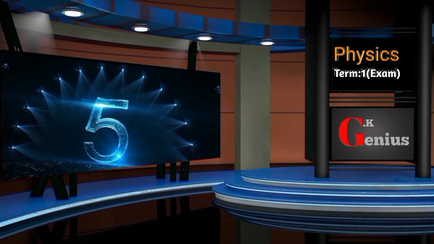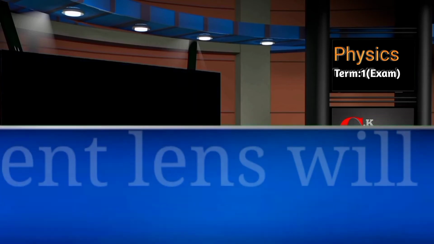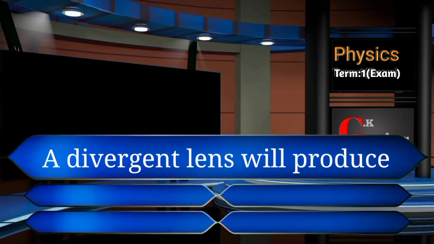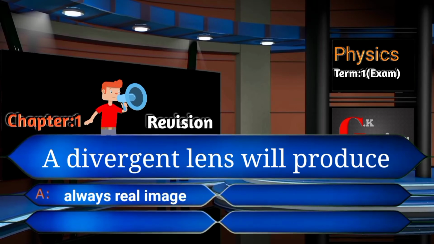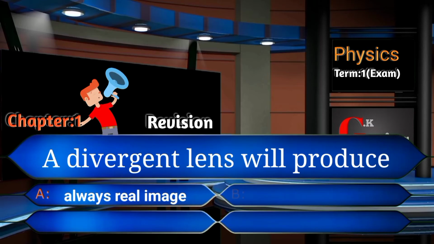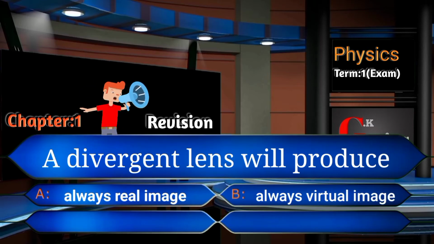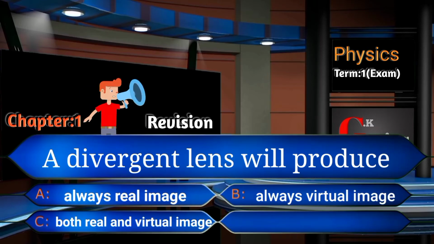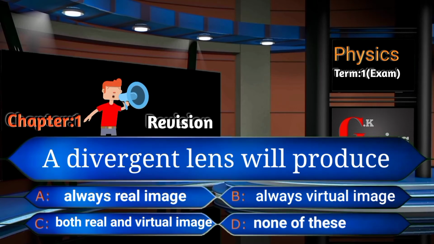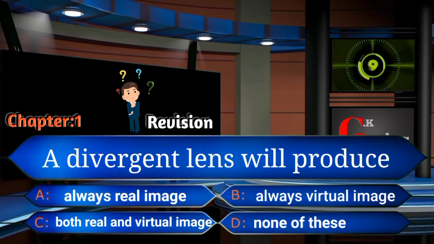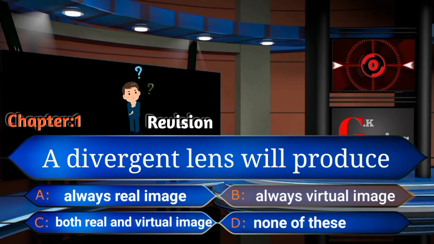Fifth question. A divergent lens will produce, your option is A always real image, B always virtual image, C both real and virtual image and D none of these. Time start now. 9, 8, 7, 6, 5, 4, 3, 2. Right answer is B always virtual image.